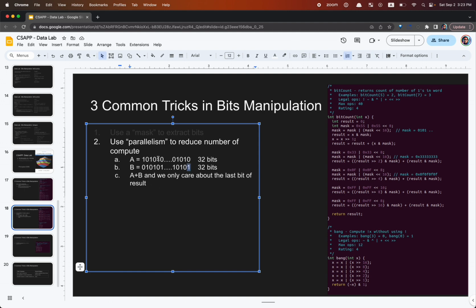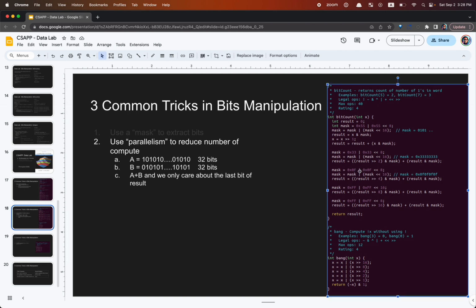Even if we only care about the last bit of the result of this add operation, the CPU will always take the entire 32 bits of A and B and add them together every time. The rest of the bits are still being computed in one single operation by the CPU. To better understand this, let's take a look at the example on the right side. These are 2 problems we solved in previous videos as well.